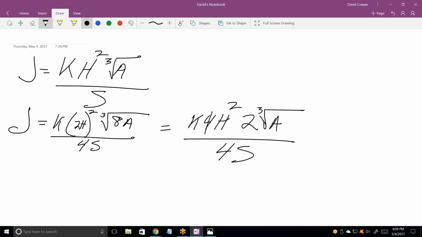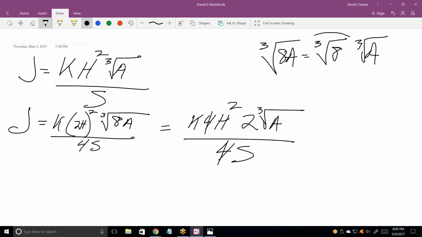Well, I can see that the 4's cancel. Oh, I have a question. Why isn't it like the cube root of 8a? Why isn't that just 2a? Well, because it was 8. So here, let's go up here at the top. If I have the cube root of 8a, that is equal to the cube root of 8 times the cube root of a. Oh. And the cube root of 8 is 2. Yes, sir.